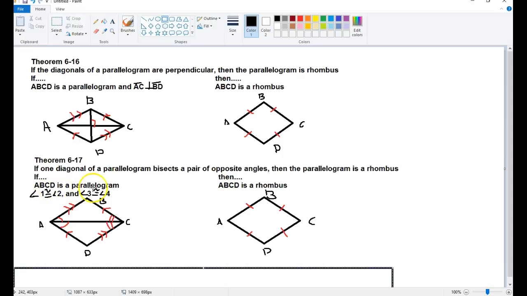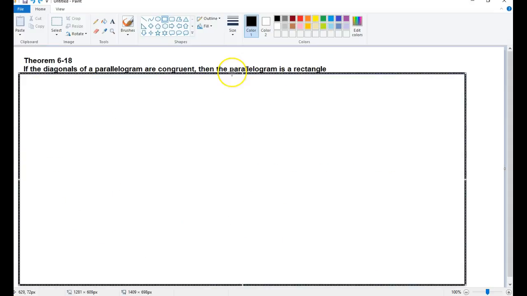So ABCD is a parallelogram. All opposite sides are parallel. We have a diagonal bisecting the opposite angles. So that criteria fits. So then this figure would be a rhombus. The next theorem goes into the converse of the diagonals and the rectangle. Alright, so this is the last theorem for this section. This one has to do with diagonals and rectangles.